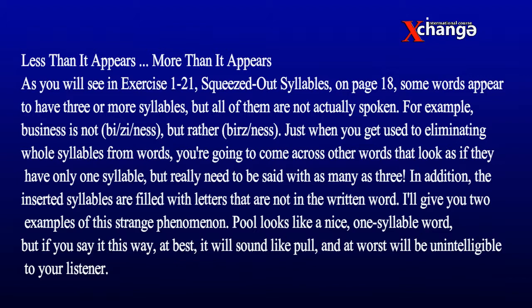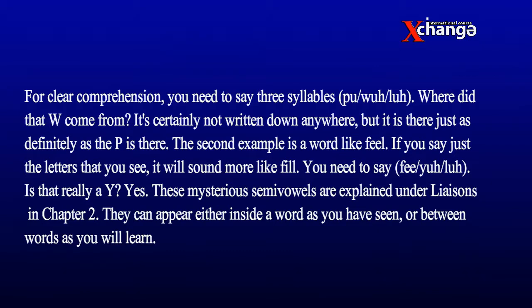Just when you get used to eliminating whole syllables from words, you're going to come across other words that look as if they have only 1 syllable, but really need to be said with as many as 3. In addition, the inserted syllables are filled with letters that are not in the written word. I'll give you 2 examples of this strange phenomenon. Pool looks like a nice 1-syllable word, but if you say it this way, at best it will sound like "pull," and at worst it will be unintelligible to your listener. For clear comprehension, you need to say 3 syllables, "poo-ul."